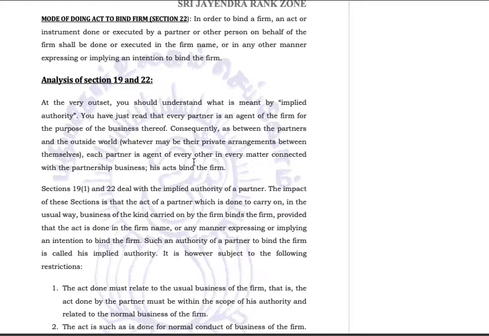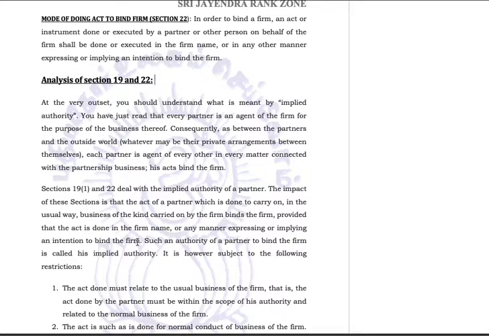Each partner is agent of every other in every matter connected with the partnership business. His acts bind the firm. Each partner is an agent of the firm while dealing with outsiders. And whatever his acts in the usual course of business, he will bind the firm. Sections 19 and 22 deal with the implied authority of a partner. The impact of these sections is that the act of a partner, which is done to carry on in the usual way business of the kind carried on by the firm, binds the firm, provided that the act is done in the firm name or any manner expressing or implying an intention to bind the firm.